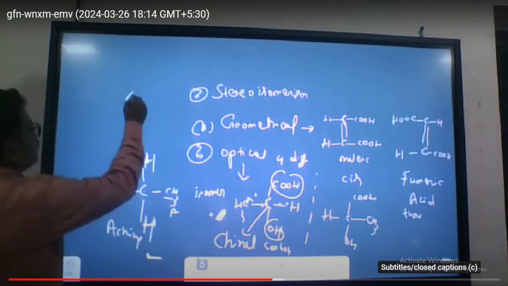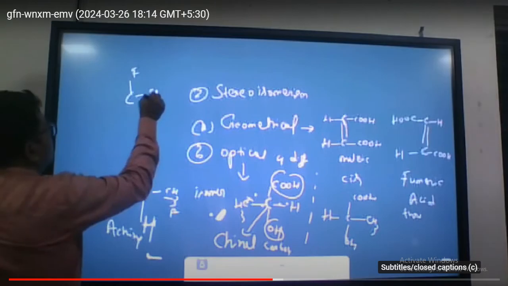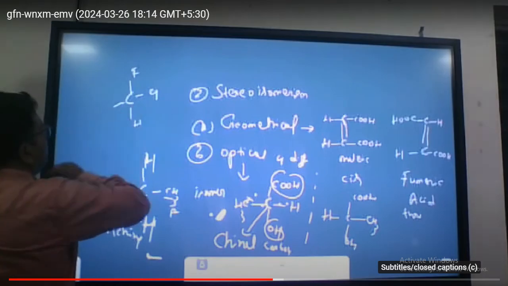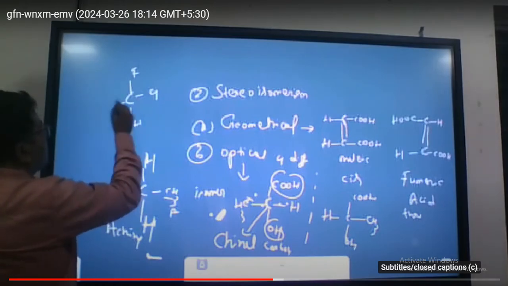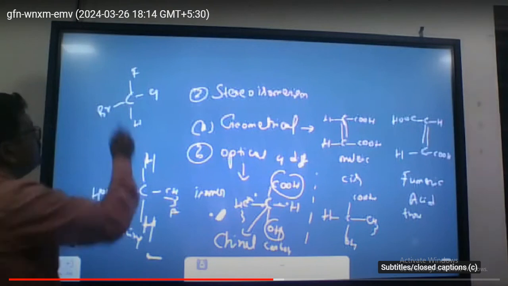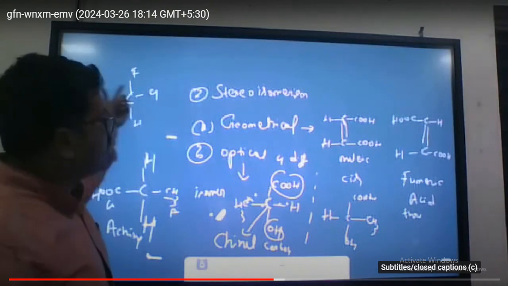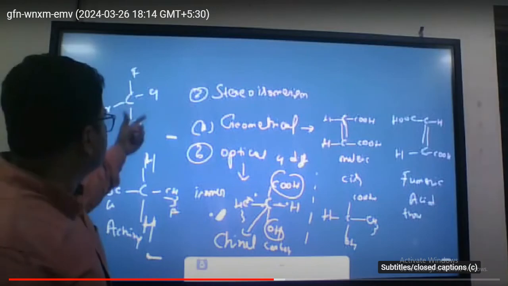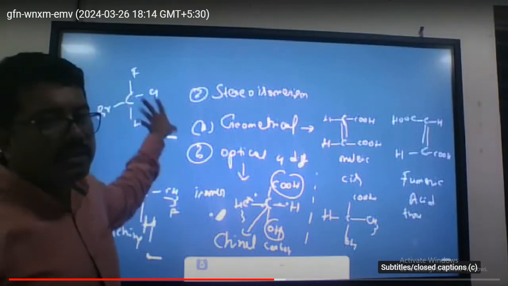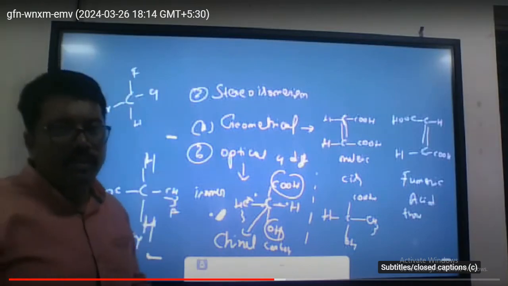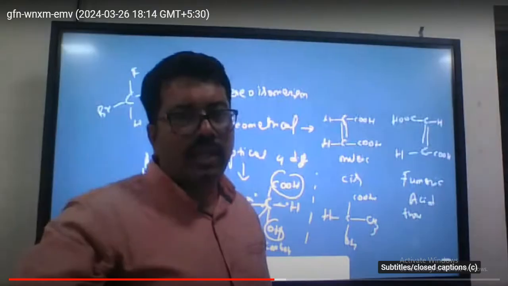So take carbon, for example, with chlorine, hydrogen, and then you take bromine. This compound is chiral because carbon is attached to four different atoms. That's why it is chiral. Okay? So that type of compound.